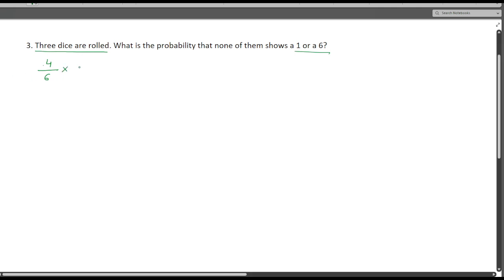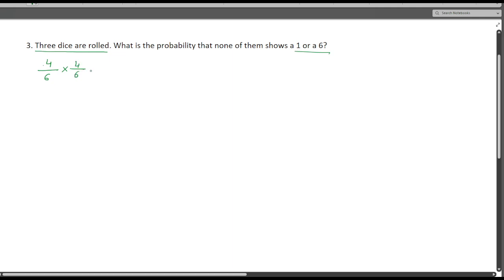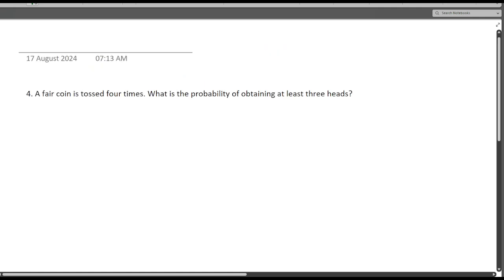Similarly, the possibility that on the second dice again I'm not getting 1 or 6 is going to be 4 divided by 6, and third time also it is going to be 4 divided by 6. So that gives me final answer as, if I simplify it, it is 2 divided by 3 times 2 divided by 3 times 2 divided by 3. That gives me 8 divided by 27. So 8 divided by 27 is your result.